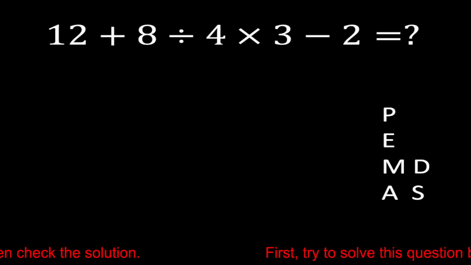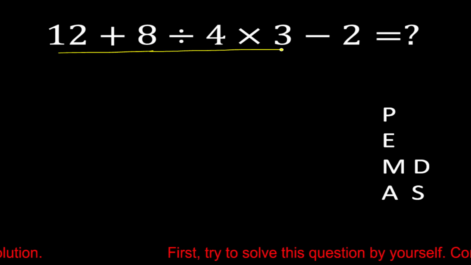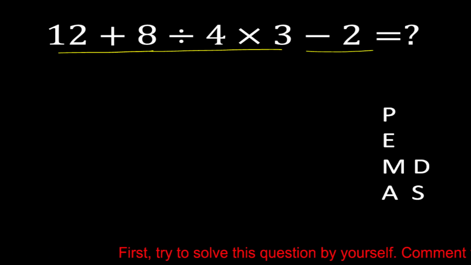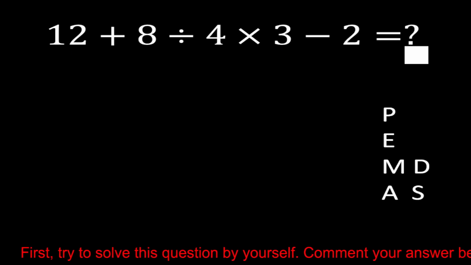Here we have a question: 12 + 8 ÷ 4 × 3 − 2. Okay, so now let's solve this problem correctly by using the PEMDAS rule.